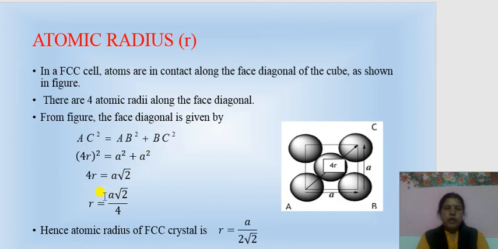If you write this 4 as 2 into 2, and for 2 again write 2 root 2, the root 2 gets cancelled, and it becomes A by 2 root 2. That is the atomic radius of FCC.